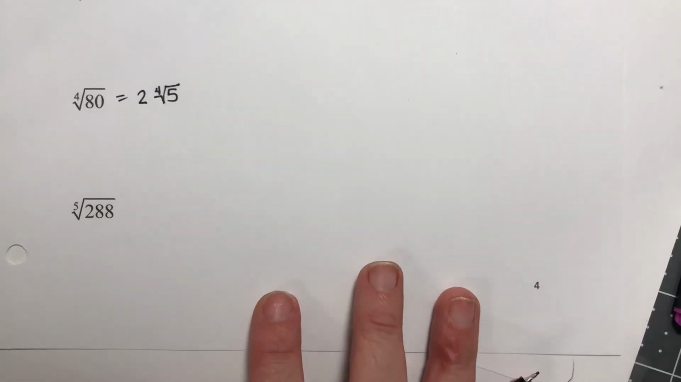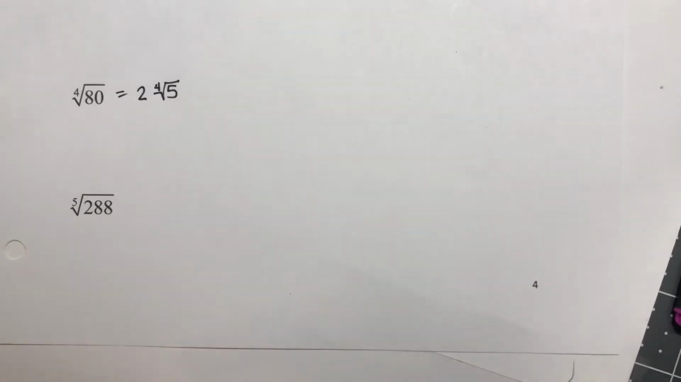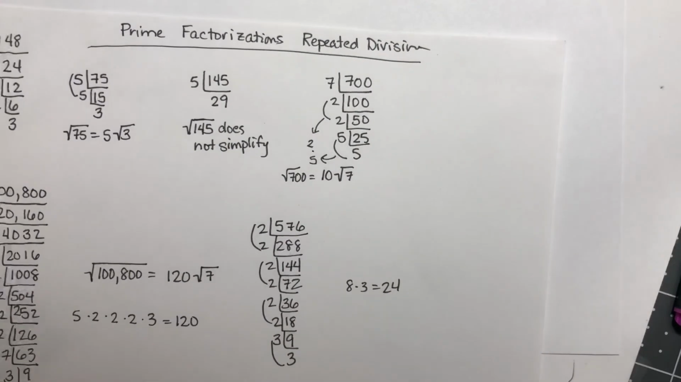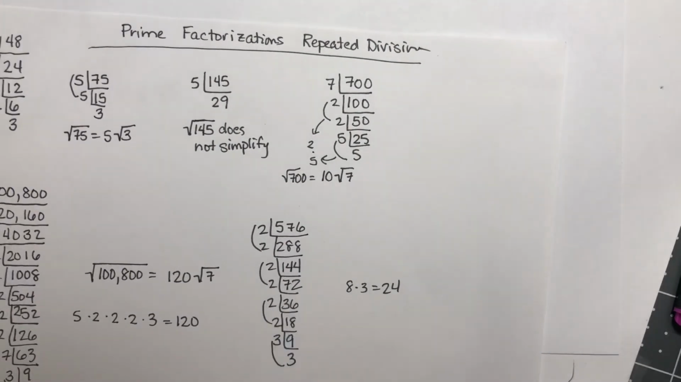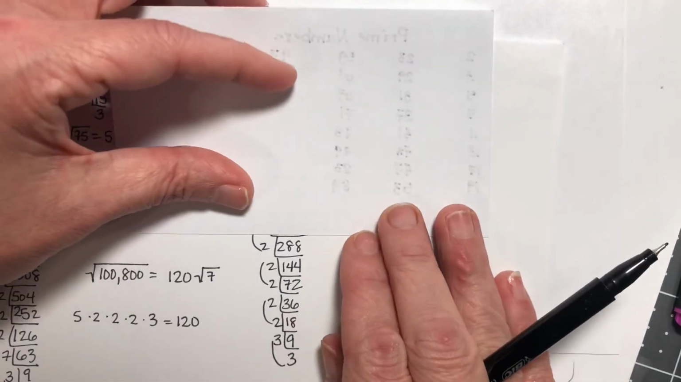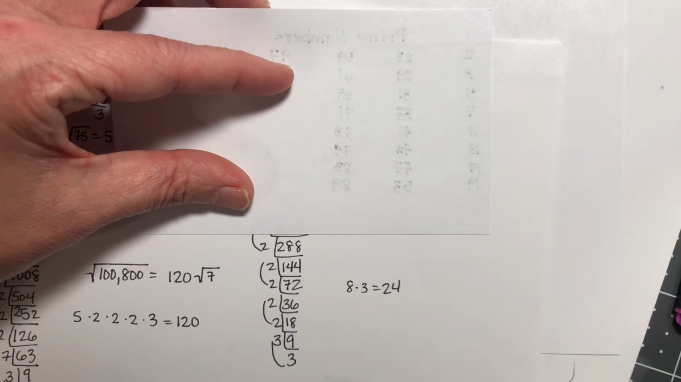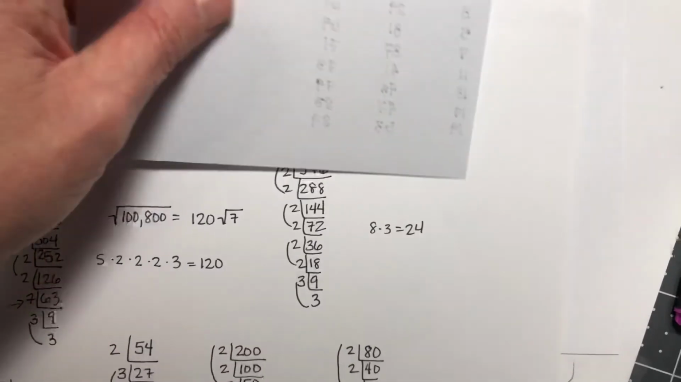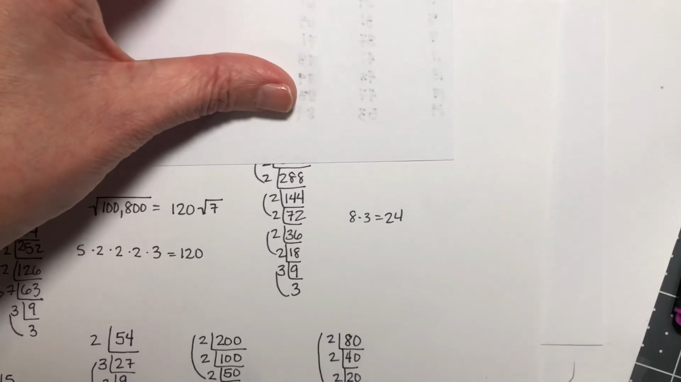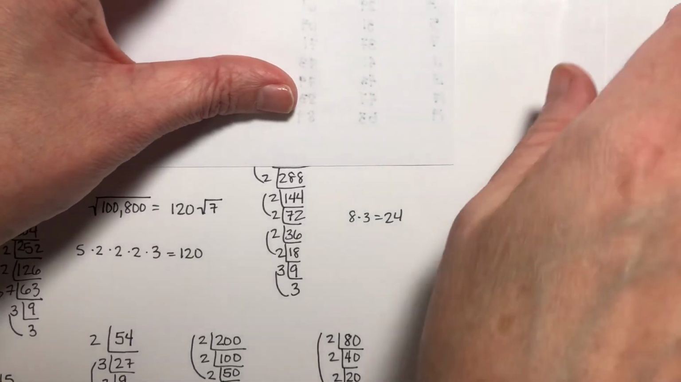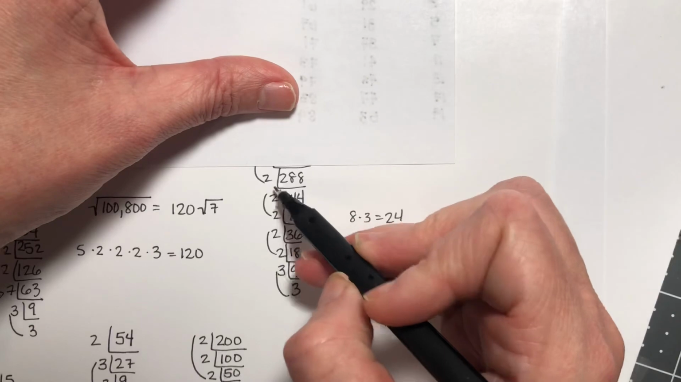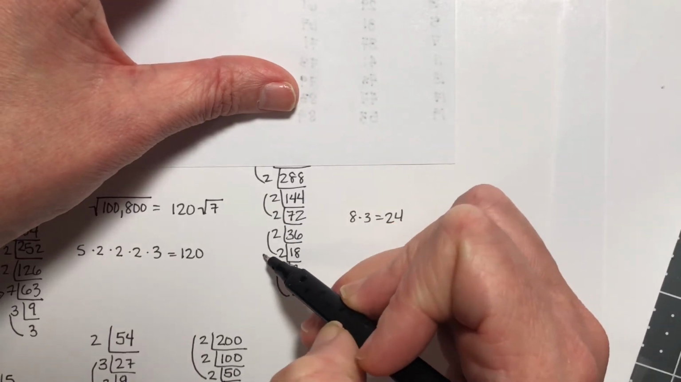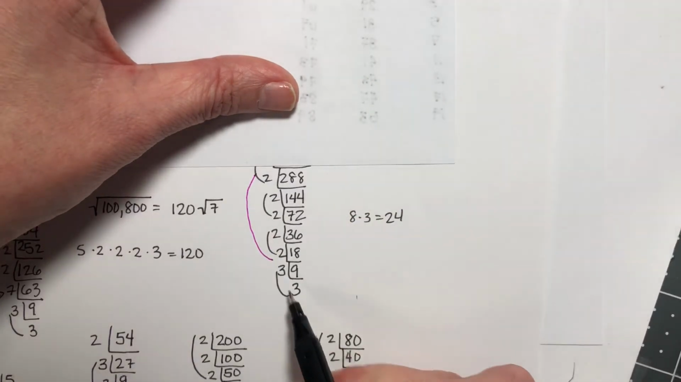Our last one here, the 5th root of 288. Prime factorization of 288, all we have to do here is cover up the 576, and we have the prime factorization of 288. Now we are looking for a 5th root. That means we are looking for 5 of a kind. I'm going to go to a different color here. 1, 2, 3, 4, 5 of a kind right there. And then these 2 are left over.